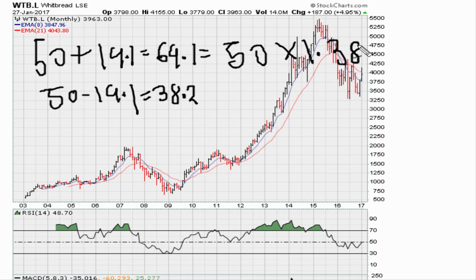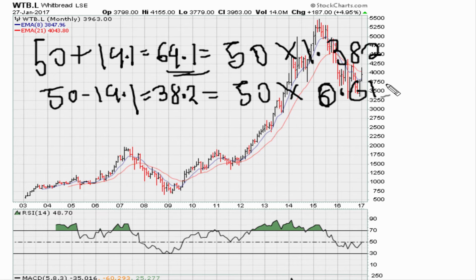1.382, which is 38.2% above 50. You end up with 69.1 also. You end up with 38.2 when you take 50 and figure out what 61.8% is. In other words, 50 times 0.618 ends up with 38.2. So we got two methods of ending at 69.1 and two methods of ending up with 30.9.